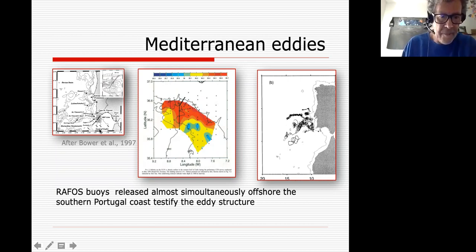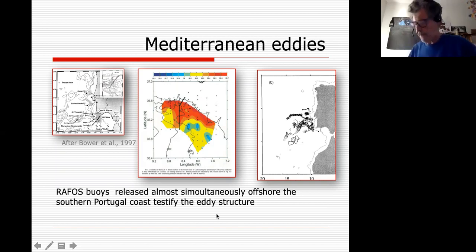And these profiles have been obtained by releasing almost simultaneously a number of buoys that are freely drifting. Here you see better the experimental setup, which has been almost immediately released in order to detect this evolution.